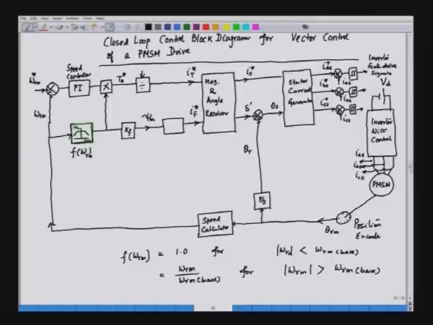This is a closed loop block diagram of a vector controlled permanent magnet synchronous motor drive, and we have two components of current that I was discussing. The flux component of current is IF, and it is produced from the stator side. The torque component of the stator current is IT, and this IF and IT are in the rotor reference frame. Now, what do we mean by rotor reference frame? We are taking a reference frame attached to the rotor. The rotor is rotating at rotor speed.